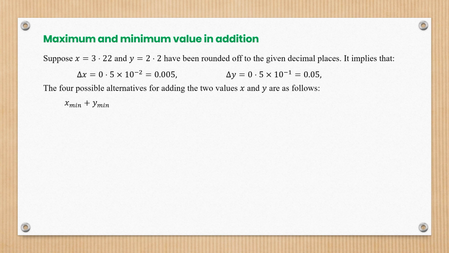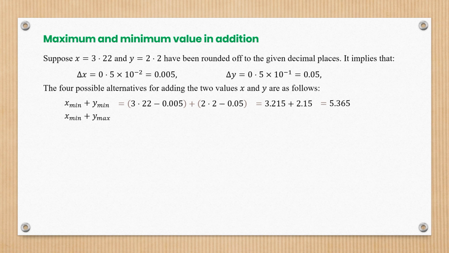Now we shall have x minimum plus y minimum. Let's look at what happens in this case. Now to get x minimum, that definitely means we shall have 3.22 minus that error in x to get the minimum, and then to get the minimum in y it shall also be 2.2 minus the error in y, and the answer shall be 3.215 plus 2.15, which shall give us 5.365.